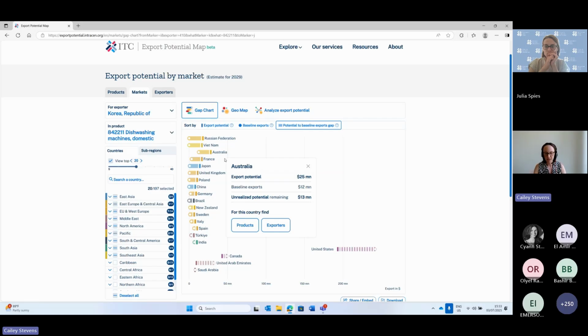In the case of dynamic unrealized potential, this is potential that's going to be realized over time as supply and demand grow. So the way that we can tap into these opportunities is to make sure that the country is investing in additional production to meet the additional demand that's coming in the future.